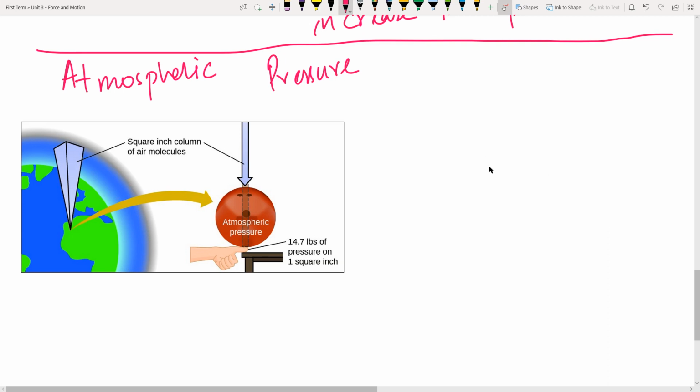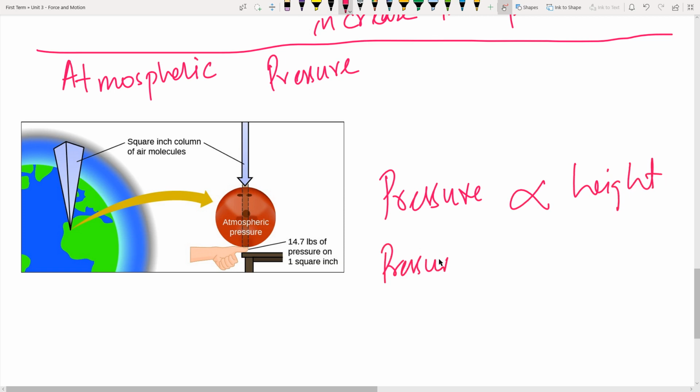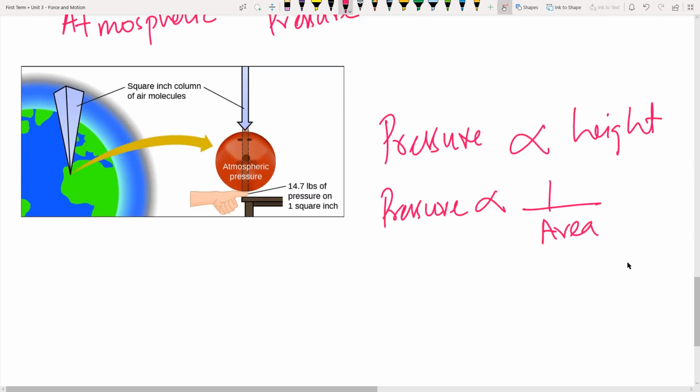We do know that pressure for a column is directly related to the height, and pressure is related inversely to area. Force over area, these are the two things we need to worry about. The atmosphere has a huge height, so at the top of the atmosphere, there is 0 ATM, 0 atmosphere pressure.